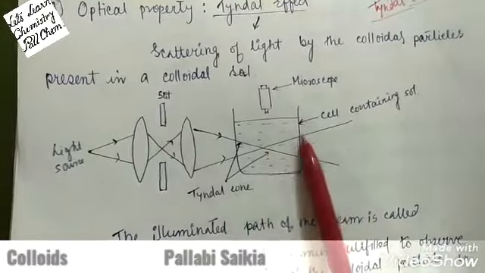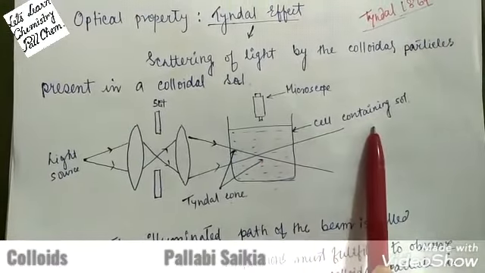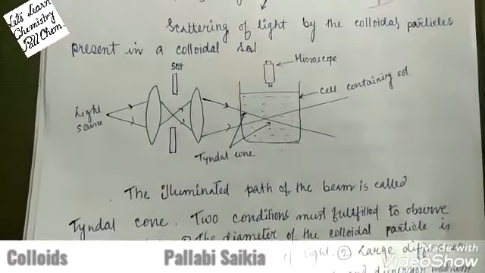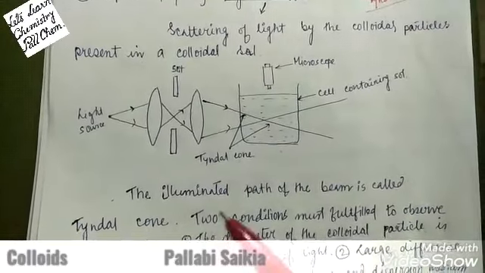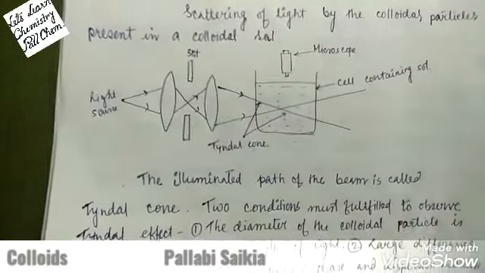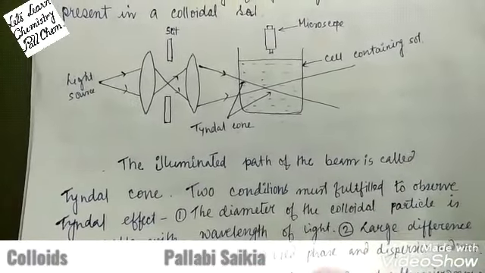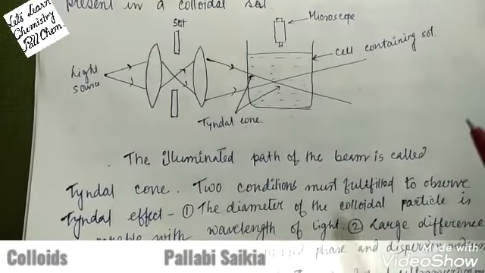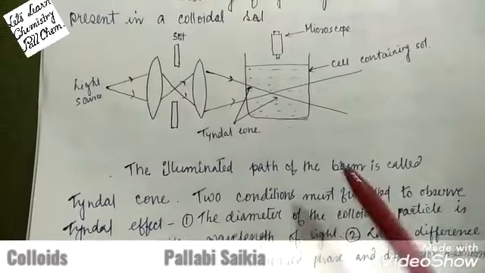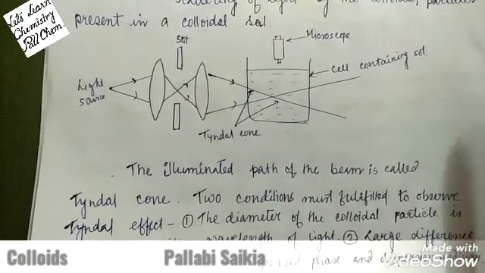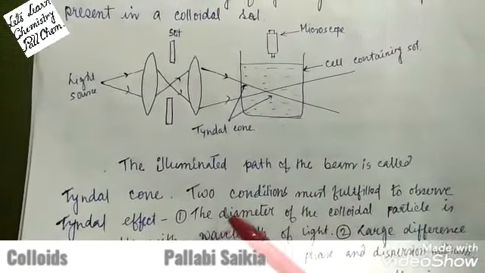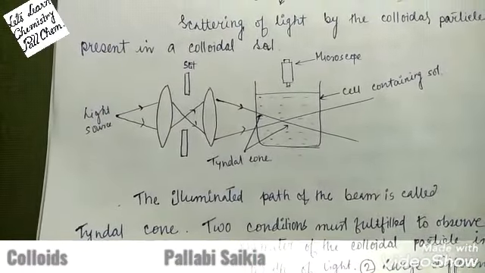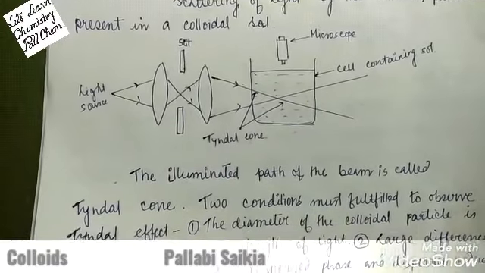Two conditions must be fulfilled to show the Tyndall effect. First, the difference of the refractive index of the dispersed phase and the dispersion medium must be comparable, and next, the diameter of the colloidal particle should be comparable with the wavelength of the light. So these two conditions must be fulfilled to show the Tyndall effect.